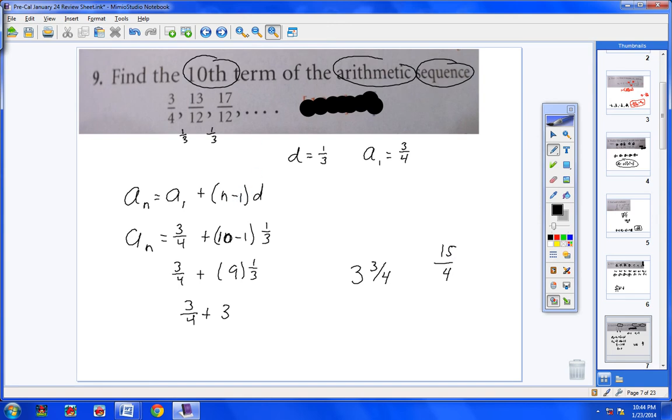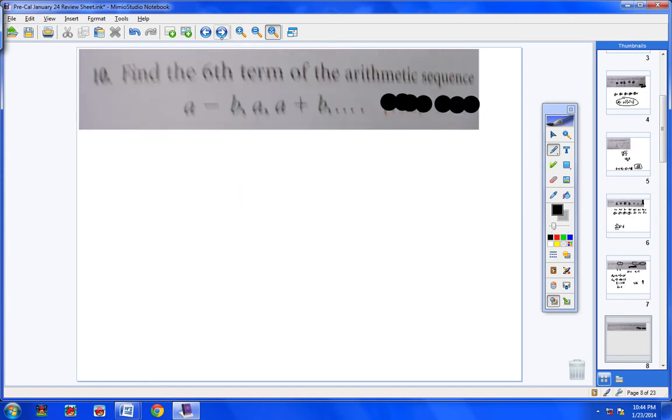All right, let's move on now to number 10. All right, find the 6th term of the arithmetic sequence. Now this problem looks a little different, students, because if you'll look, your terms have variables, but all the steps are still the same. We're going to find the 6th term, so don't forget, eventually we're going to need our formula a subscript n equals a subscript 1 plus n minus 1 times d.